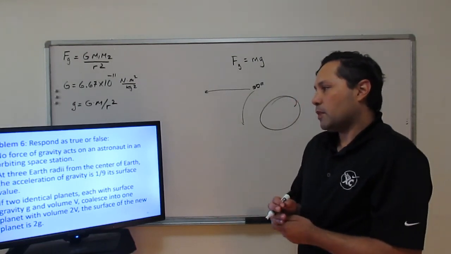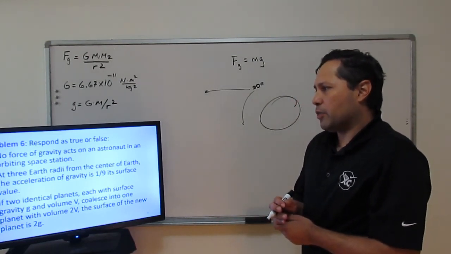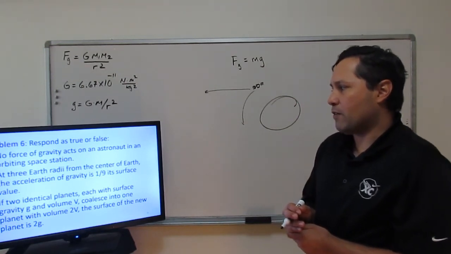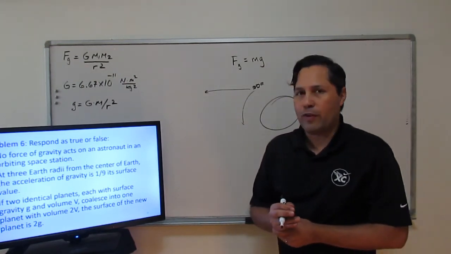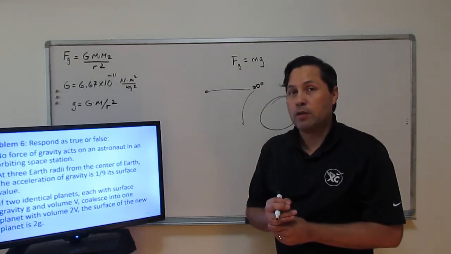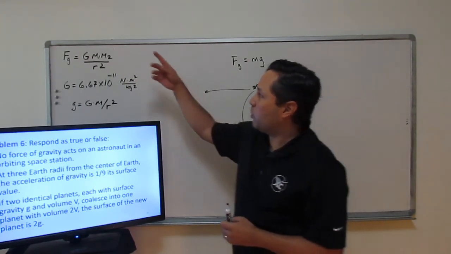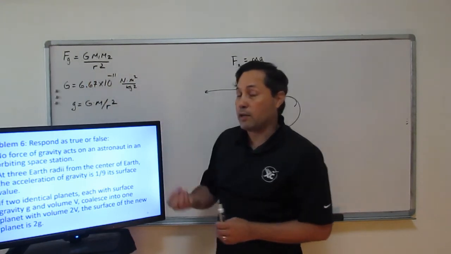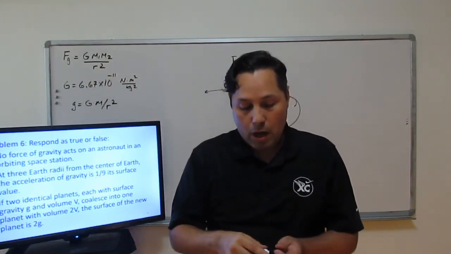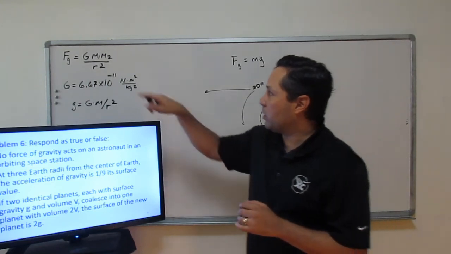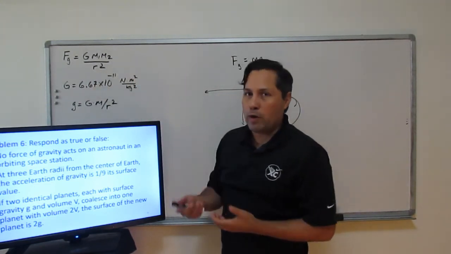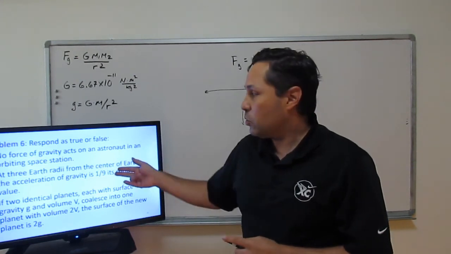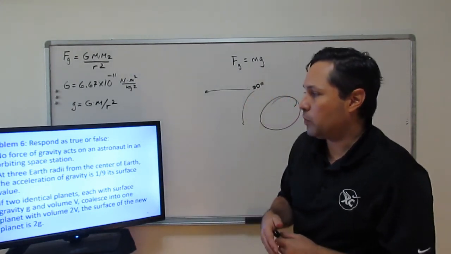B. At 3 Earth radii from the center of Earth, the acceleration of gravity is 1/9 the surface value. The answer for that one is true. If you put a 3 where the radius is in this formula, because they're saying 3 times the radius, we get 1/9. Because 3 is squared, so 3 squared is 9, therefore it's in the denominator, it will be 1/9. So the answer for B is true.